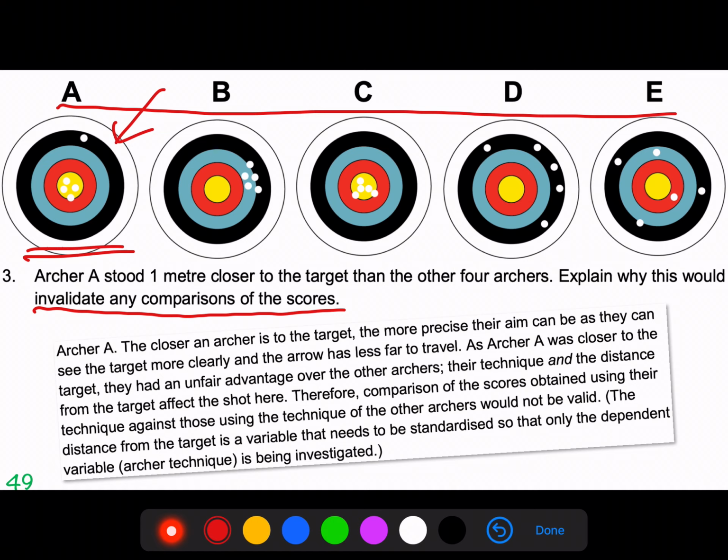Please read it in your own time, but ultimately you need to make sure that all other variables are standardised, and I know that you've done that. So if you were looking at the effect of different concentrations of something on an enzyme, then the temperature of that reaction vessel would need to be kept the same for all treatments. You know this, but try and use the word valid if you talk about it.